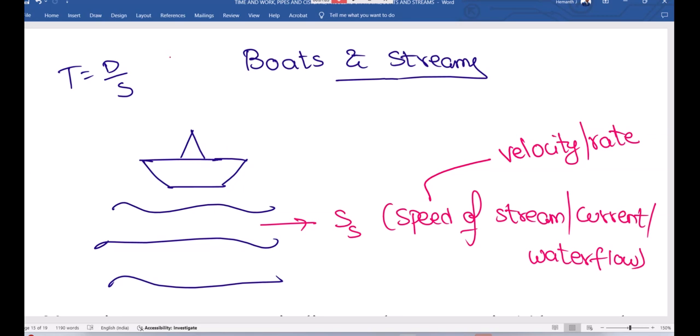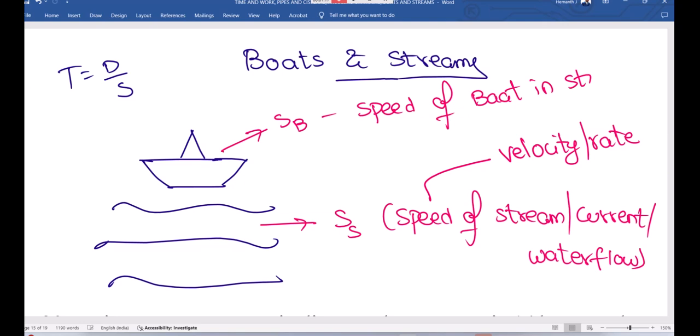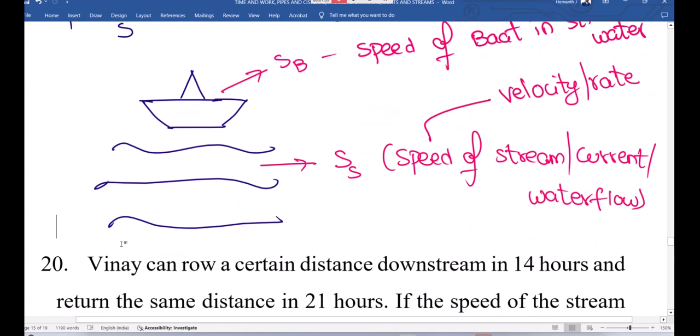Now this is the speed of boat, the speed of boat in still water. SB is nothing but the speed of boat in still water. Or if a man is swimming in the water, it is the man's speed. The other one is boat speed, and speed of stream, SS. Next, downstream and upstream. So what about this downstream and upstream?